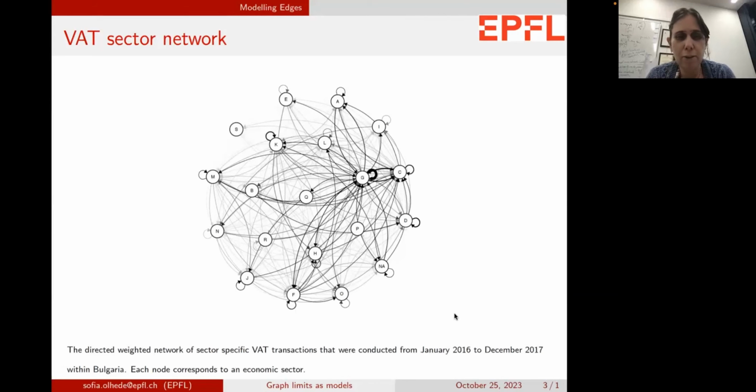Now, the way value-added tax works in Europe is that I sell something to Hao, for instance, Hao sells it on to someone else, and no one actually pays the value-added tax until the last transaction.